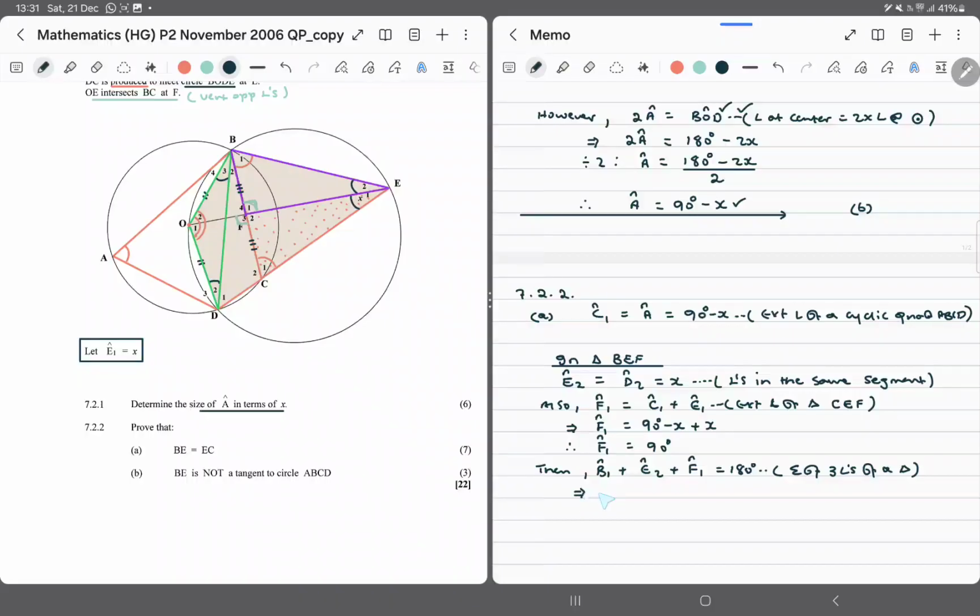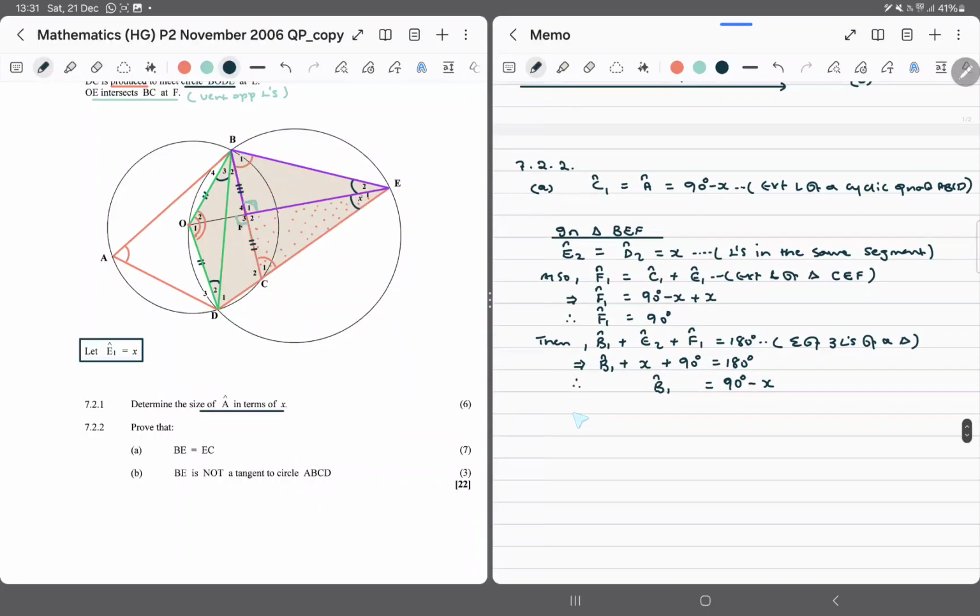Now our target is B1, so B1 plus, this is now X, right? Yes, we did speak about E2. It's X plus 90 degrees equals 180 degrees. Therefore, angle B1 is going to be equal to, remember 180 minus 90 is 90 degrees, and then we transpose the X, it becomes negative. Can you see? C1 is equal to B1.